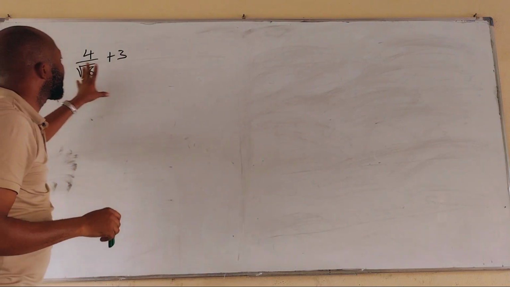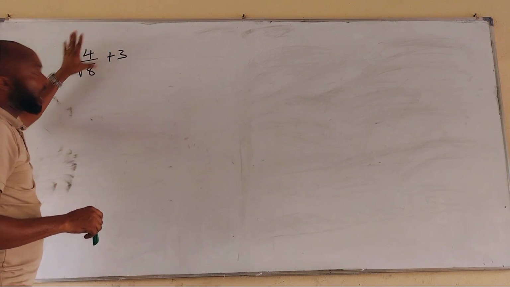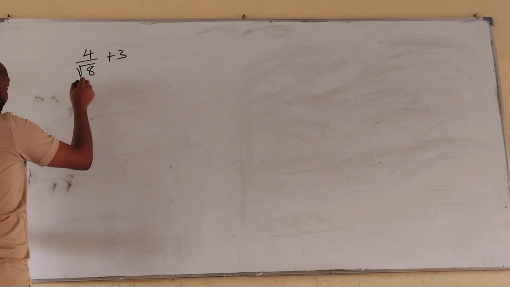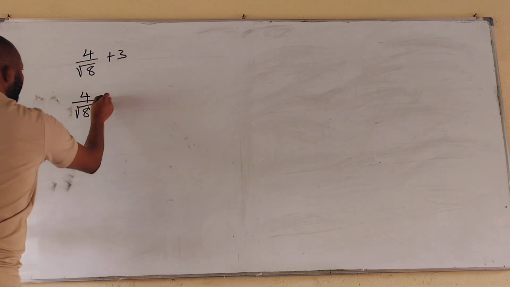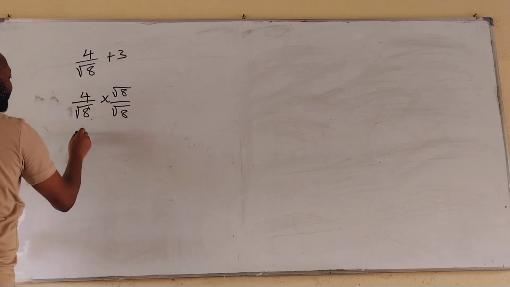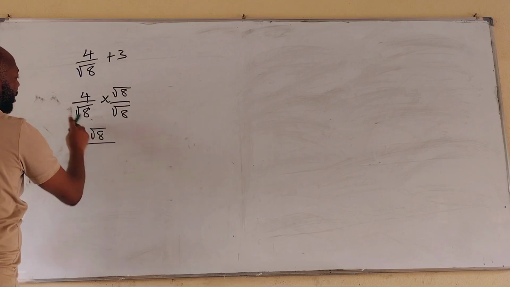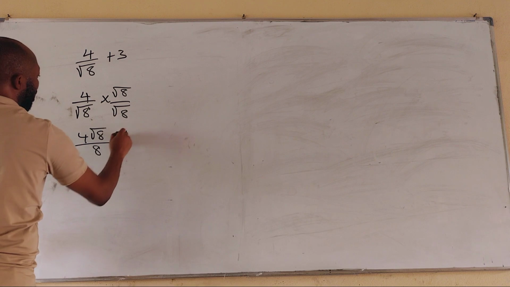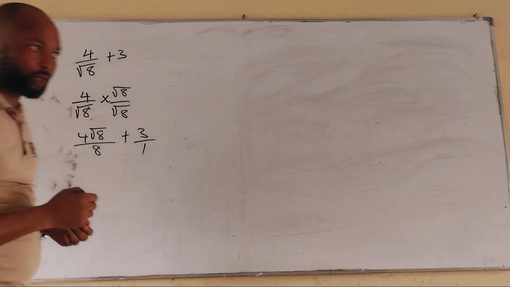Here, I would like us to deal with this first. Whatever we have, then we add this. Let me start with 4 over root 8. I rationalize it by multiplying by root 8 over root 8. So this is 4 root 8 over root 8 times root 8, which is 8. By this, I've rationalized it, plus 3 over 1. So we now apply fractions.